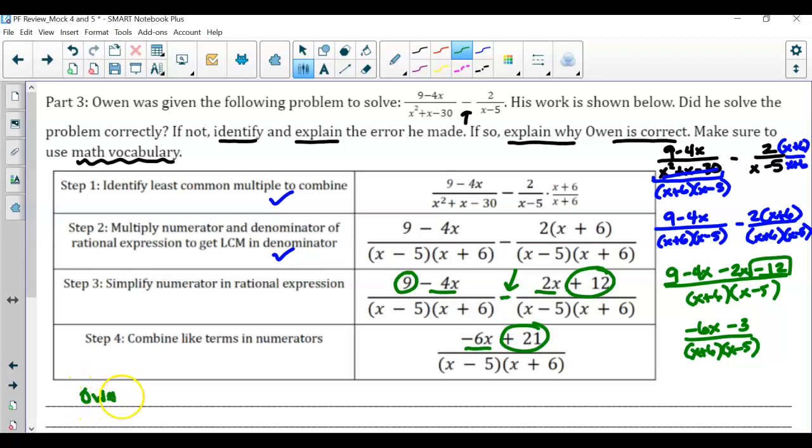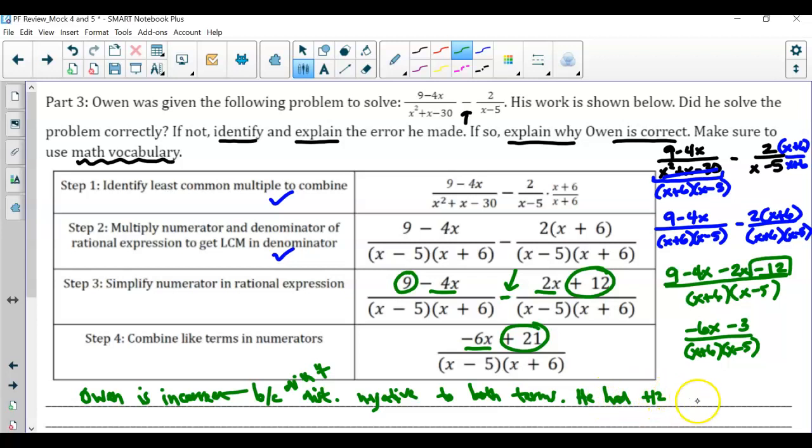So, Owen, first off, we have to say if he's correct or incorrect, right? Owen is incorrect. He's wrong. Why? Because what did he do wrong? He did not distribute the negative to both terms. Because if you think about it, he distributed the negative to the 2x, but not to positive 12. So he had positive 12 when it was supposed to be negative 12, right? So he did not distribute the negative.